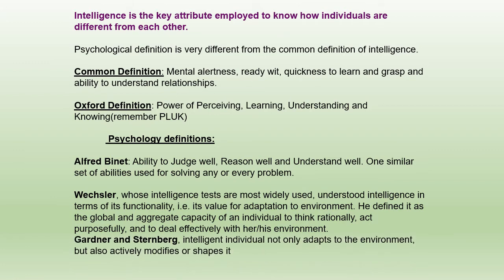And lastly, it is Gardner and Sternberg who say that an intelligent individual not only adapts to the environment but also actively modifies or shapes it. So basically everything sums up to the fact that an intelligent person or intelligence is basically the ability to understand well, to judge well, to reason well, to have adaptability to his or her environment.